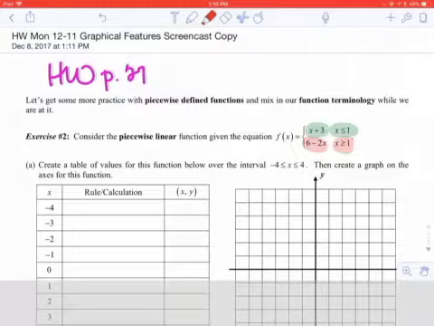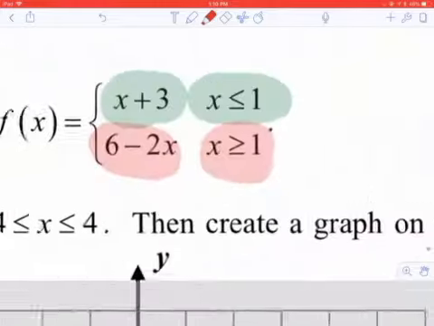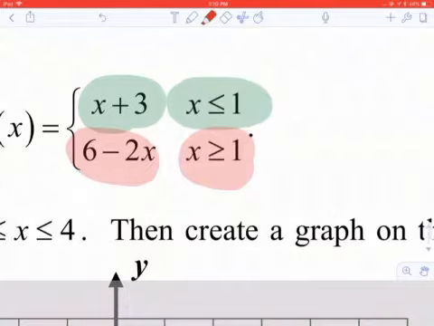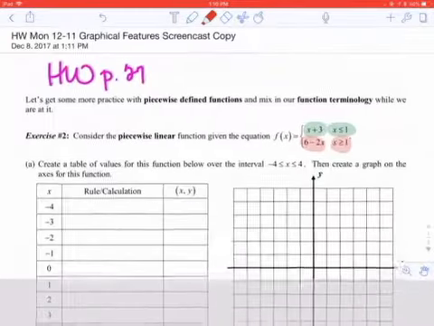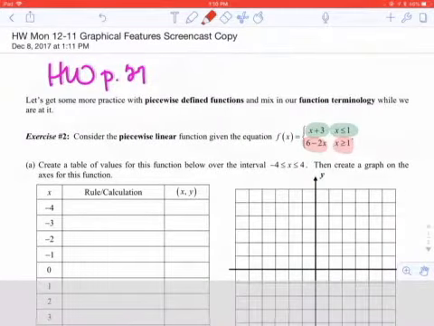Now, the 1 is where our graph is going to change, and if both inequalities contain that equal sign, then that means that 1 is the same for both equations. So we end up with the same output for x equals 1 no matter which rule we use.